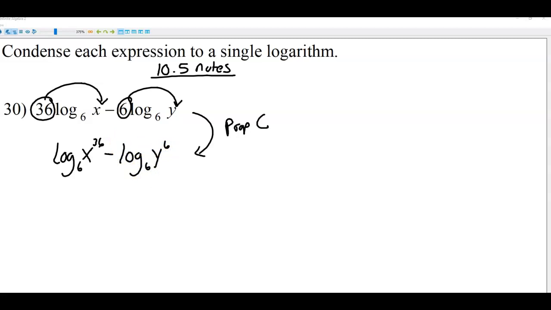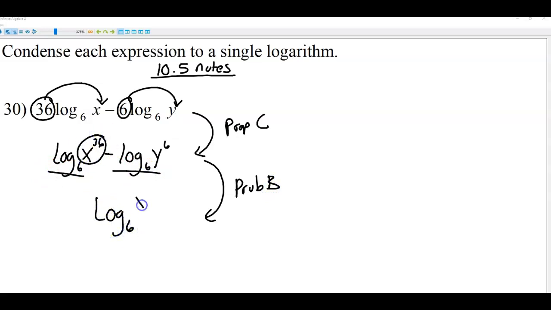Next, since I have a subtraction sign in there, we're going to be using property B from our 10.5 notes, which says I can put these 2 logarithms together into one logarithm, provided that I make this the numerator and this the denominator. And there would be my final answer for that one.